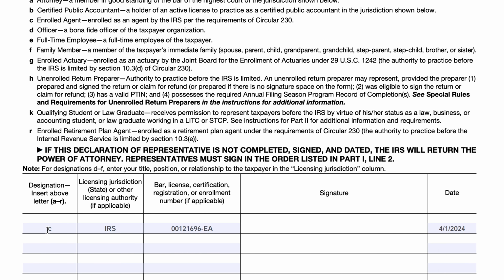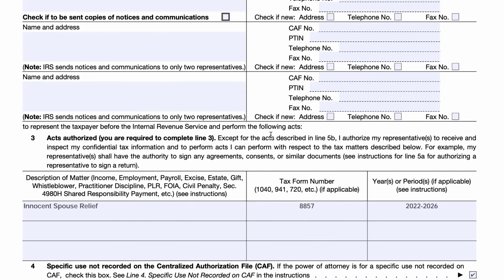So this is what it should look like. In this case, this person is an enrolled agent. The IRS has given them their credentials. This would be the enrollment number, and then that person would sign and date the form here. So that's all we have for this form.